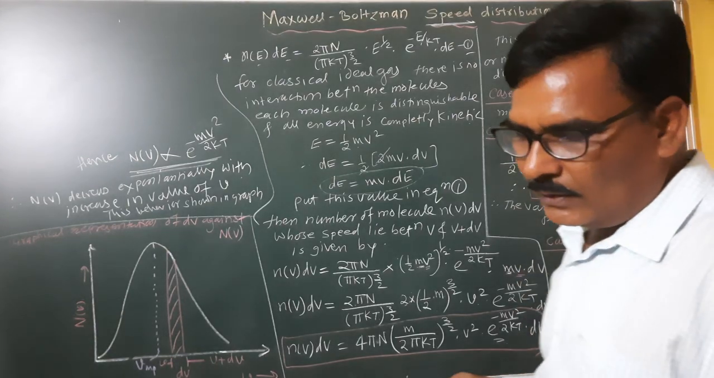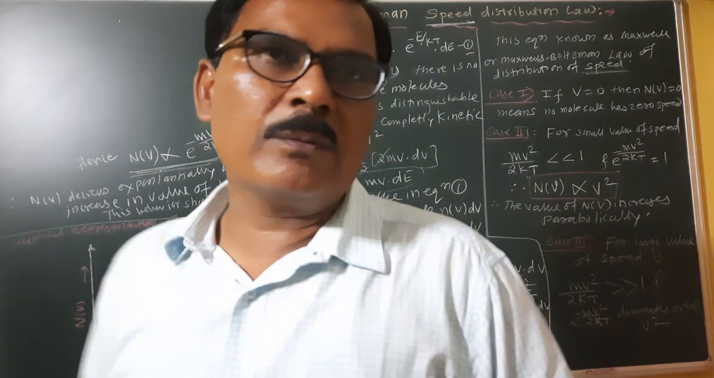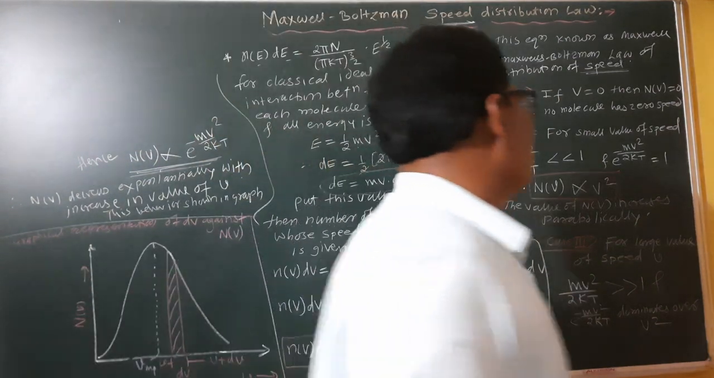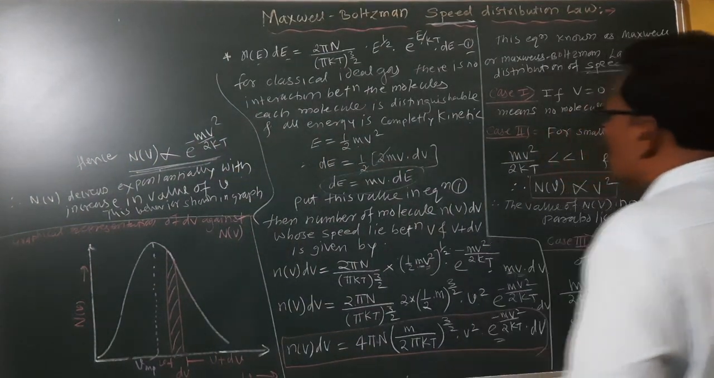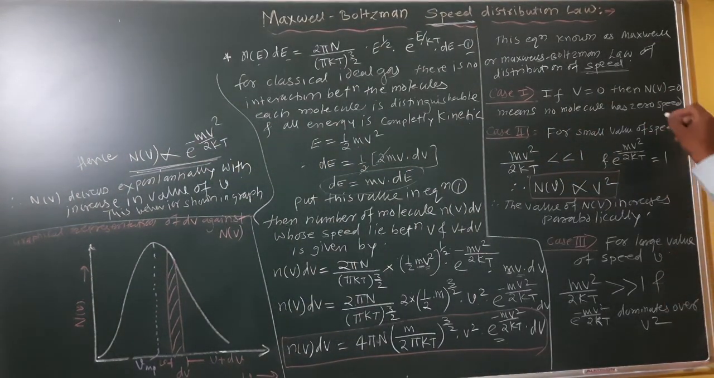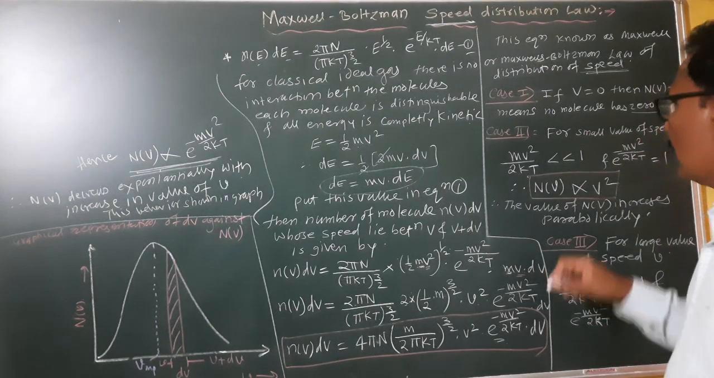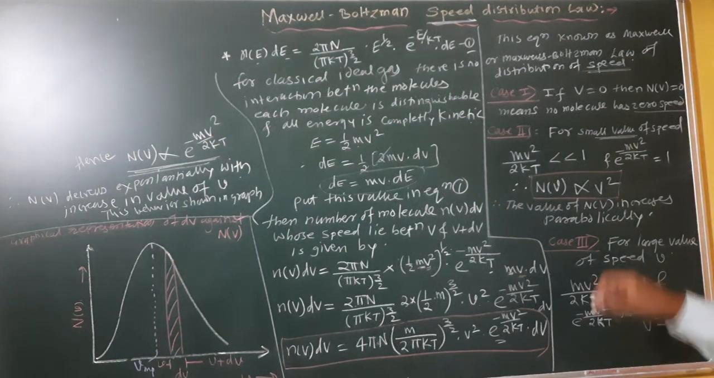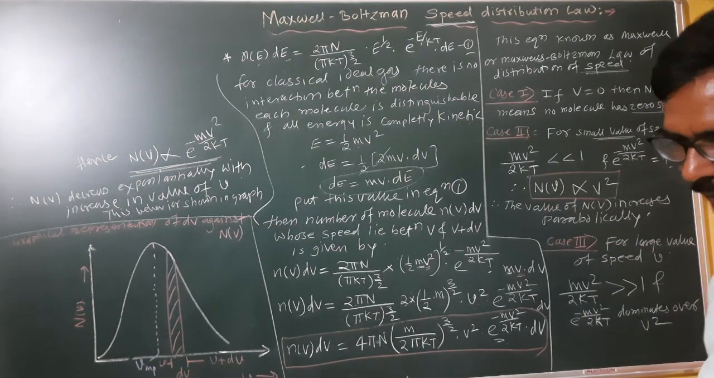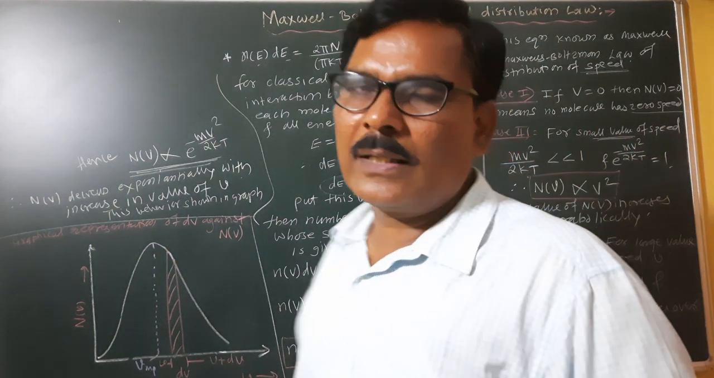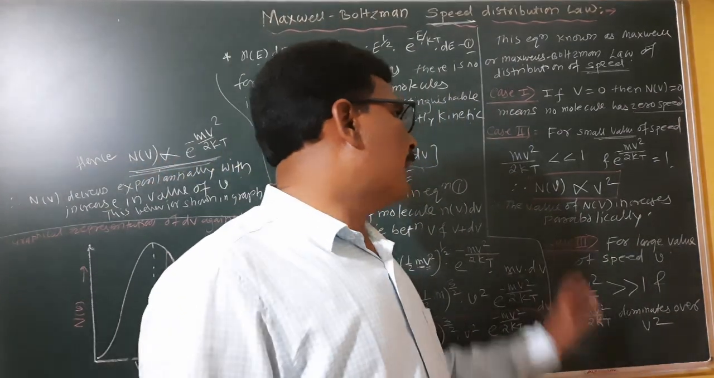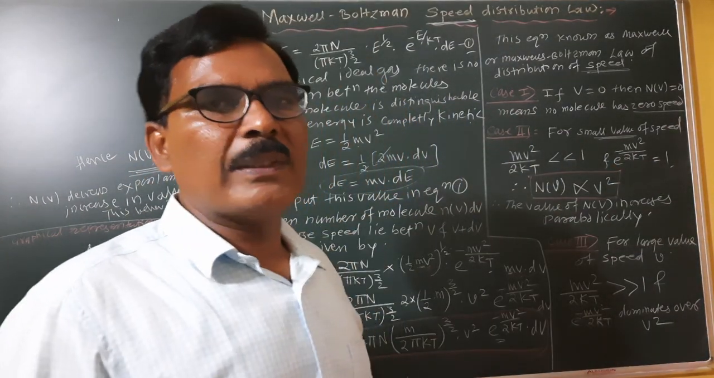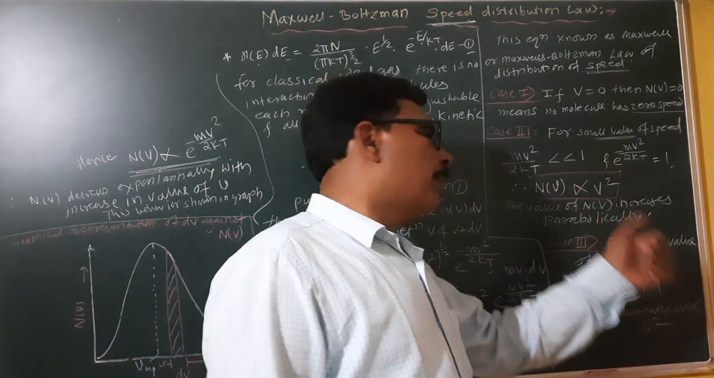And from this we have to discuss three cases. The first case is that if the speed is 0, then n(v) equals 0. This means no molecule has zero speed. And for a small value of speed, mv square upon 2kT is very much less than 1. Therefore, e raised to minus mv square upon 2kT is nearly equal to 1. So n(v) is directly proportional to v square, the square graph. That's why it is a parabola.